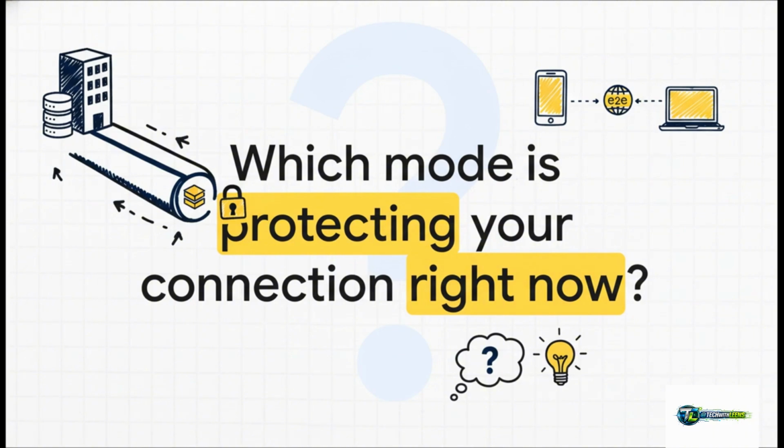So take a second and think about the connections you're using right now. If you're logged into a corporate VPN to get to the whole office network, you're almost certainly using tunnel mode. But if you're just using an app that has its own security built in, it's probably using something a lot more like transport mode. Pretty cool, right? Knowing the difference is a huge step toward understanding your own security online.